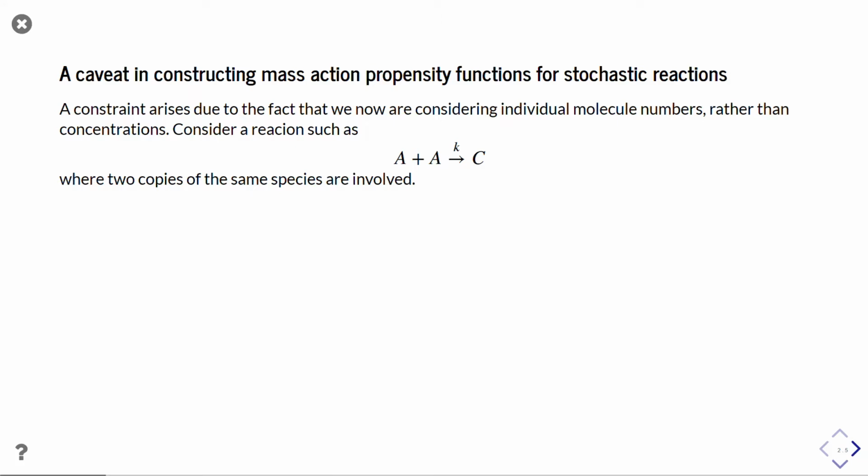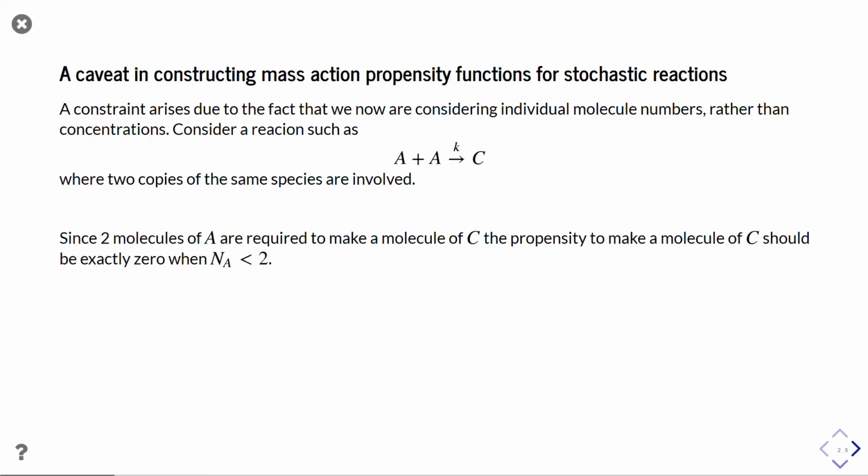This is due to the fact that a constraint arises because we are now considering individual molecule numbers rather than concentrations. Consider a reaction such as the one depicted here, where we require 2 molecules of A to make a molecule of C. Since 2 molecules of A are required to make a molecule of C, the propensity to make a molecule of C should be exactly 0 if we have less than 2 molecules of A present. This should be relatively intuitive.